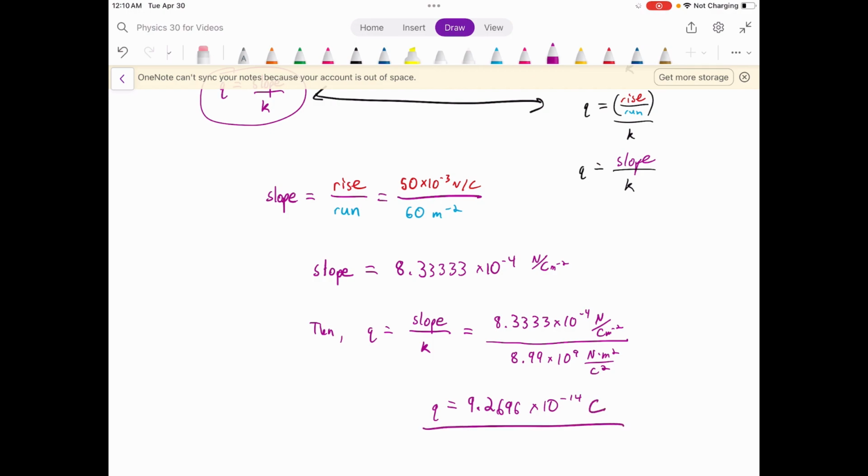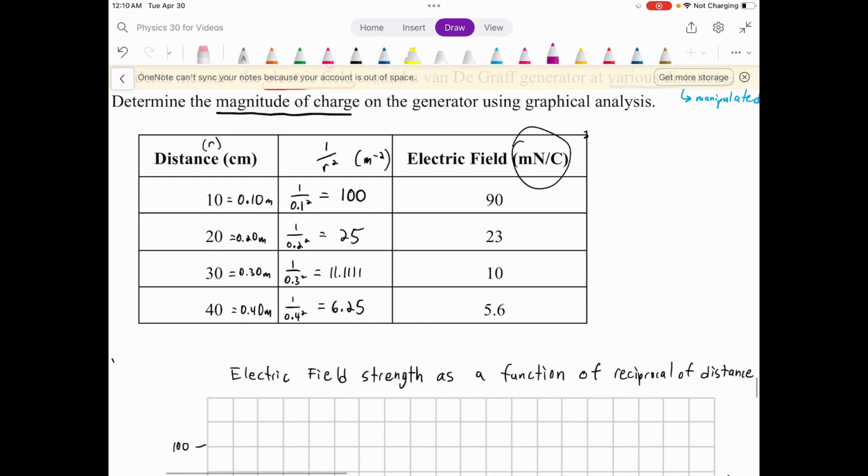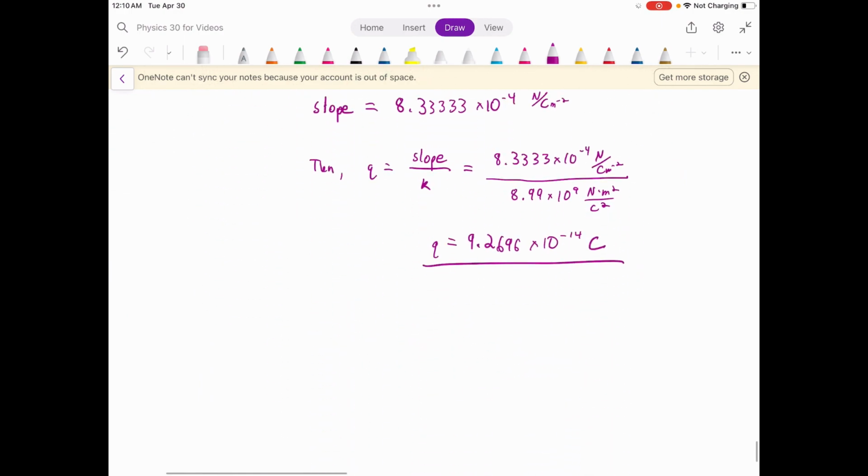I'll talk about units in a second, okay? For sig digs here, I would probably honestly just match the data we were given, which was all given to 2 sig digs, since that data kind of determines how accurate and precise our experiment is anyway. It probably determines how accurate our result can be. So 9.3 times 10 to the negative 14 coulombs is our final answer.